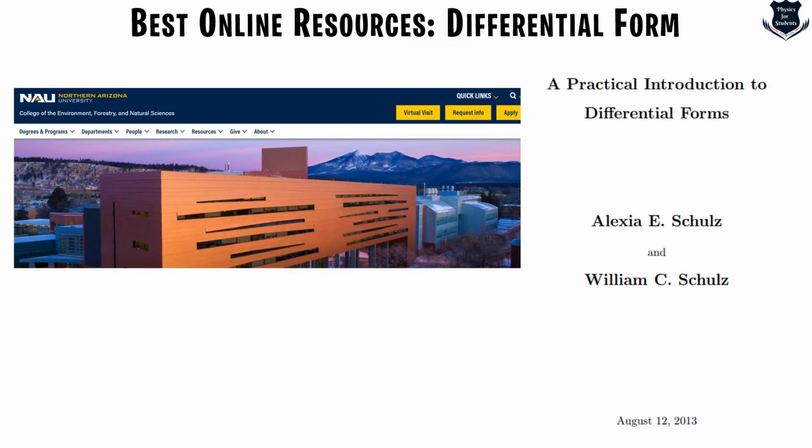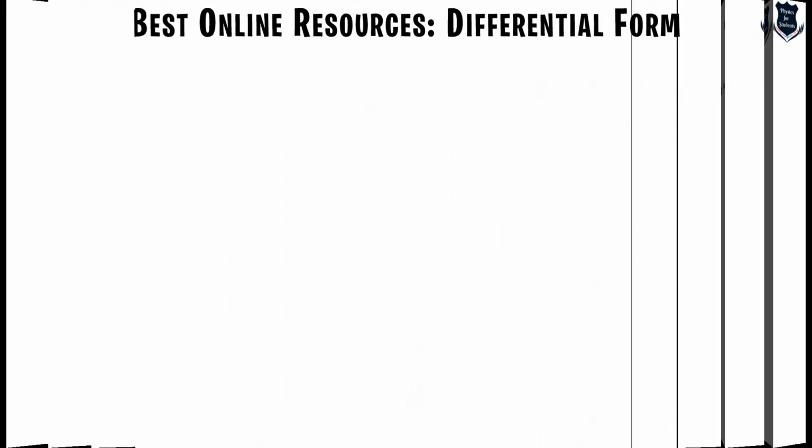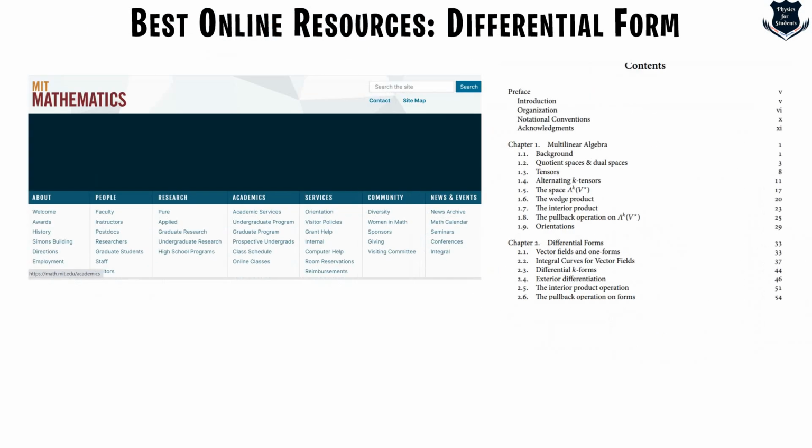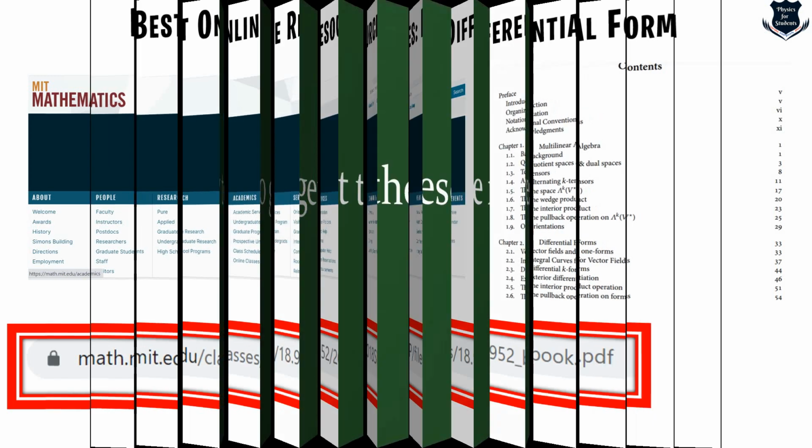The next thing which comes is Northern Arizona University. This is again a complete book written by Schulz and Schulz, and it contains differential forms at a very easy level. This is the book which is available. If you wish, you can download. And here it comes from the famous Massachusetts Institute of Technology, MIT Mathematics, and this is the book. Again, it is a complete book which will contain everything regarding differential forms.